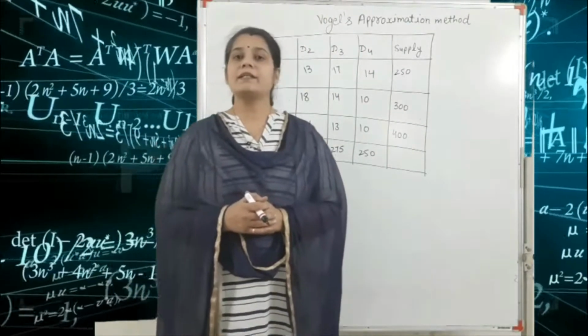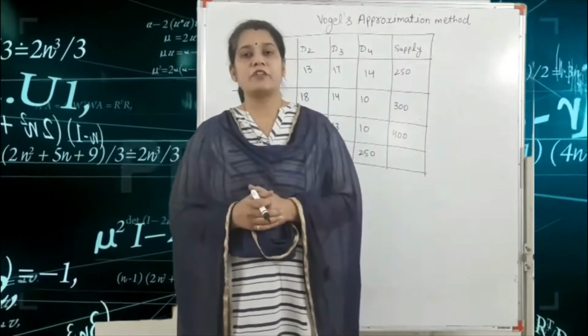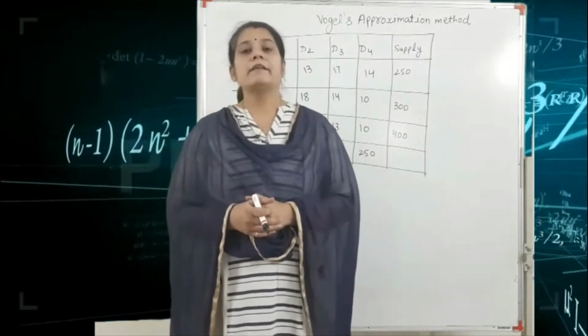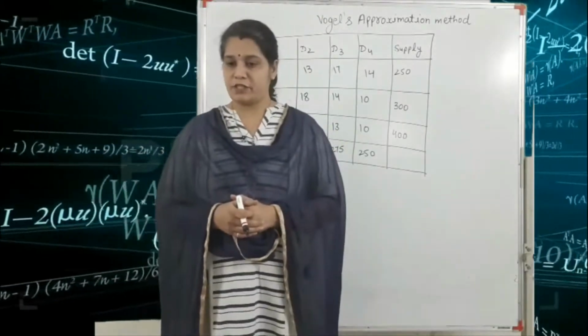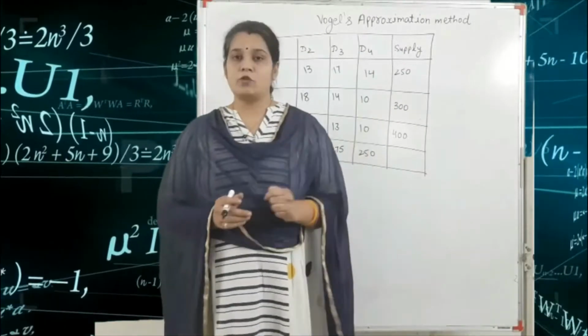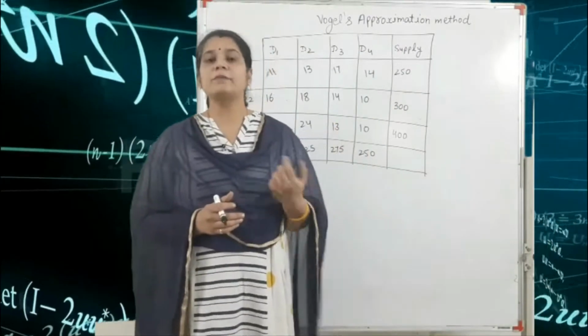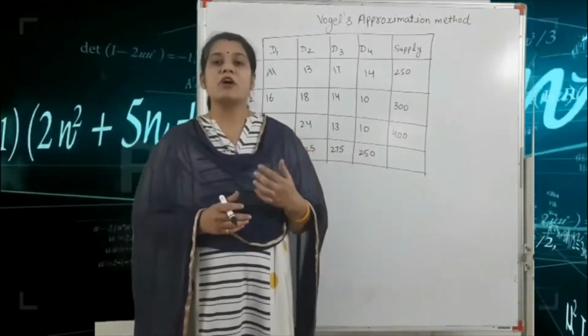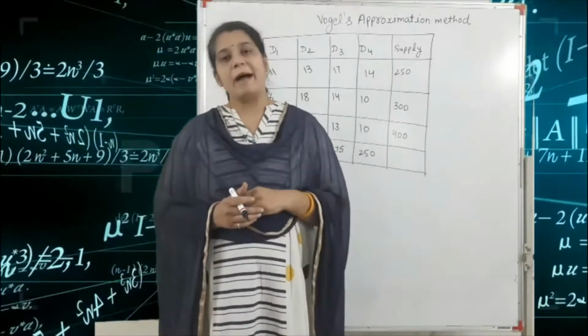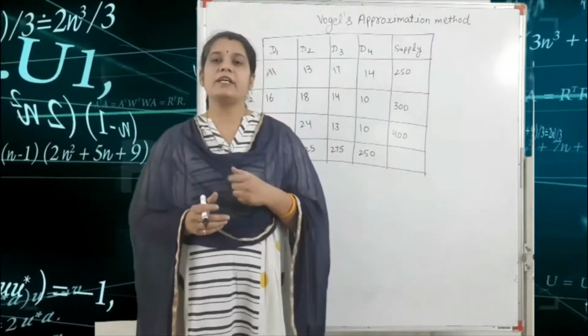Okay, so three methods. Number one is the northwest corner method. The second one is the least cost method, and the third one is Vogel's approximation method. These three methods give us the feasible solution, but to find the optimum solution, we use the modified distribution method, that means the MODI method. We have already seen the modified distribution method.